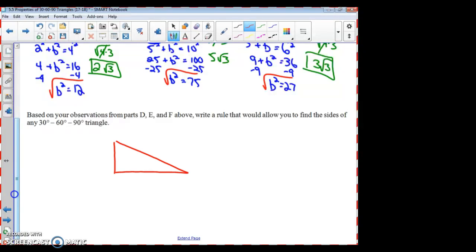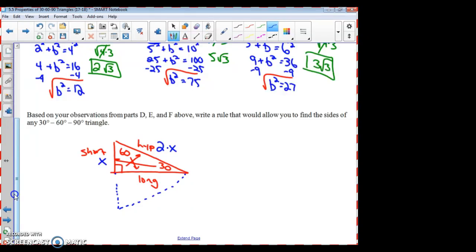I have a 30, 60, 90 triangle. We have 3 side lengths. The hypotenuse, which is across from the 90-degree angle. We have the short leg, which is across from the 30-degree angle, and the long leg, which is across from the 60-degree angle. If the short leg has a length of x, we know that the hypotenuse is going to be 2 times x, because if you will recall, this triangle was created from half of an equilateral triangle.